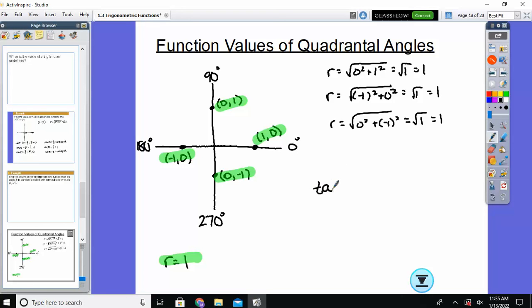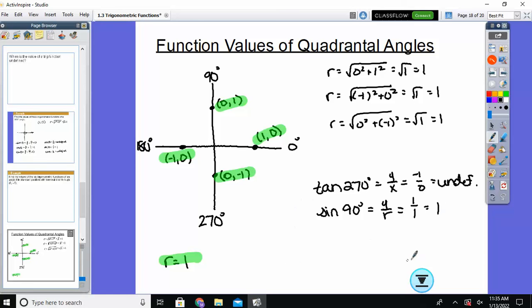For instance, if I asked you to find the tangent of 270 degrees. You know tangent is y over x, so I look at this picture at 270. My y is negative 1, x is 0, so that is undefined. If I asked you to find the sine of 90 degrees, we know sine is y over r, so I look at 90, my y is 1, we know r is always 1, so 1 over 1 is 1, and we can quickly evaluate these things.